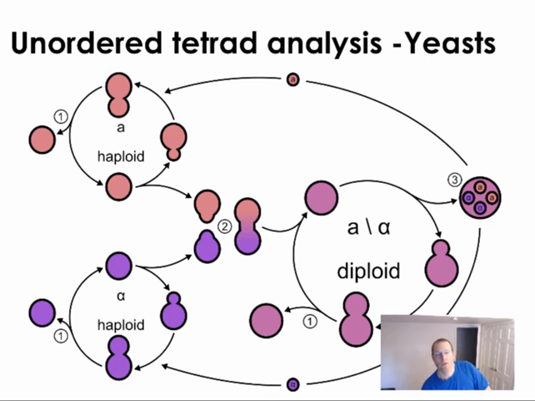So we'll start off looking at unordered tetrad analysis, and you'll understand what an unordered tetrad is in a few moments. This is commonly done in certain groups of fungus, so ascomycetes. They're a big group of fungus. If you've ever seen a fungus which is growing kind of like it's got a cup on the top, that's an ascomycete. They're also called the cup fungi.